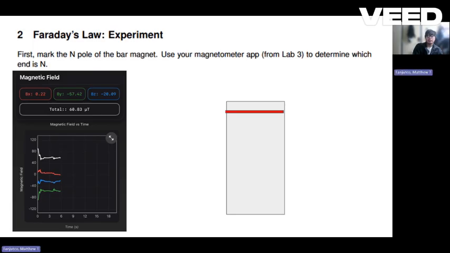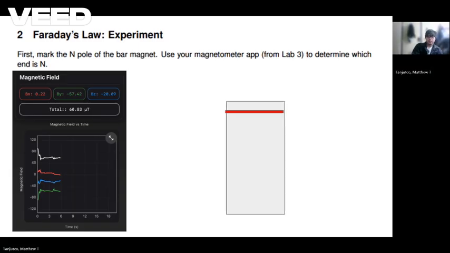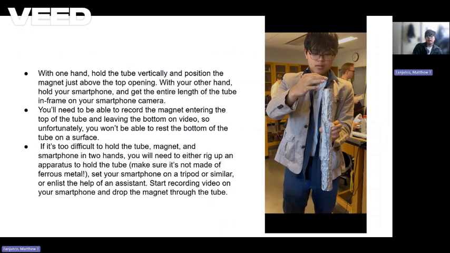For the experiment, first we have to mark the north pole of the magnet, as seen in the diagram, and we also use the magnetometer to find this north pole, seen on the left. From there, we hold the tube vertically, position the magnet just above it, and have a smartphone ready to record everything. Once we dropped it, we recorded and waited until it fell through the tube. Then we went back in the video, checked when it started to fall and when it fell through the tube, and recorded that time data.